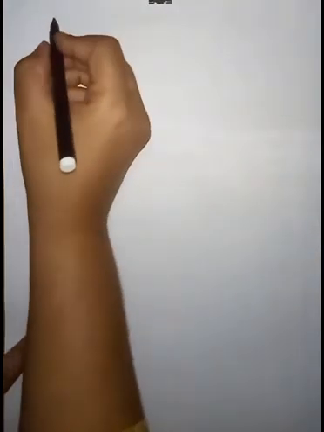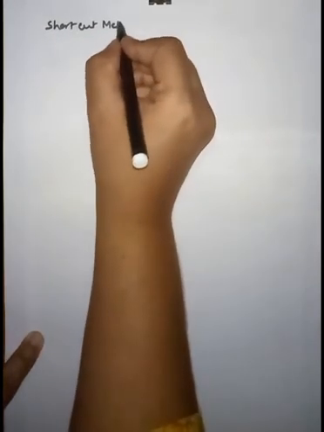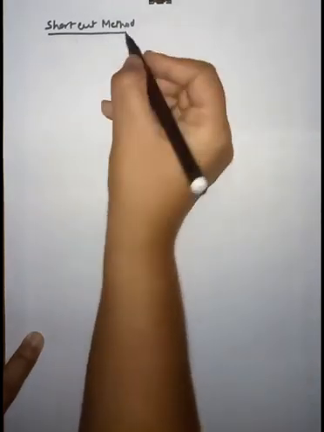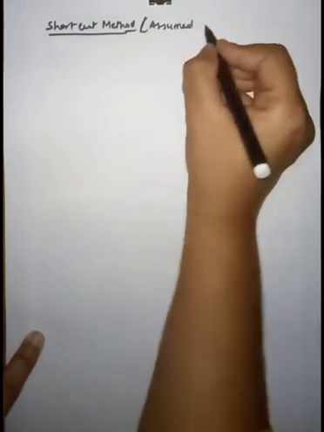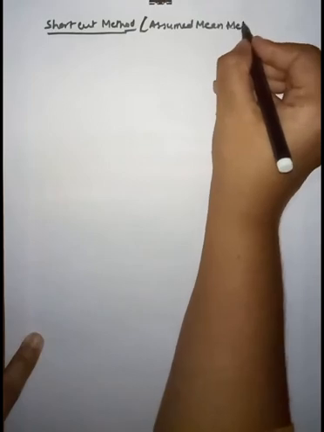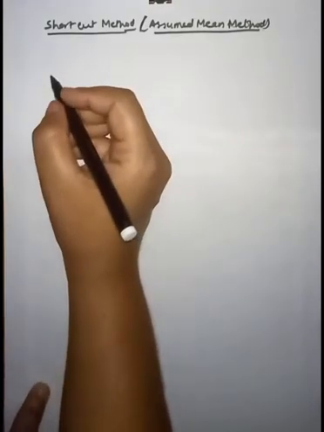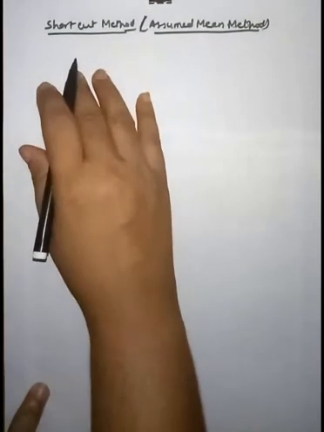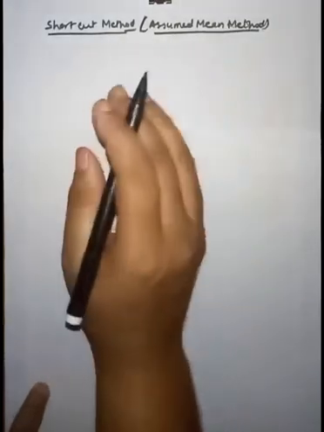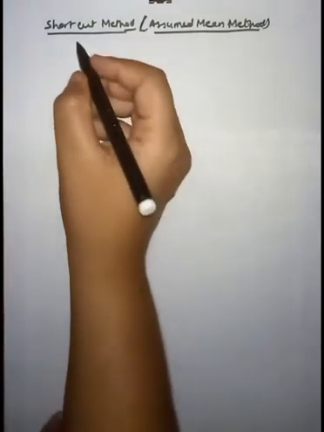Now the next method is the shortcut method. This method is also known as the assumed mean method. Assumed mean method. Right, friends? So I have taken the same questions, and here taking all three series: individual, discrete, and continuous series. So first take the same question for the individual series.